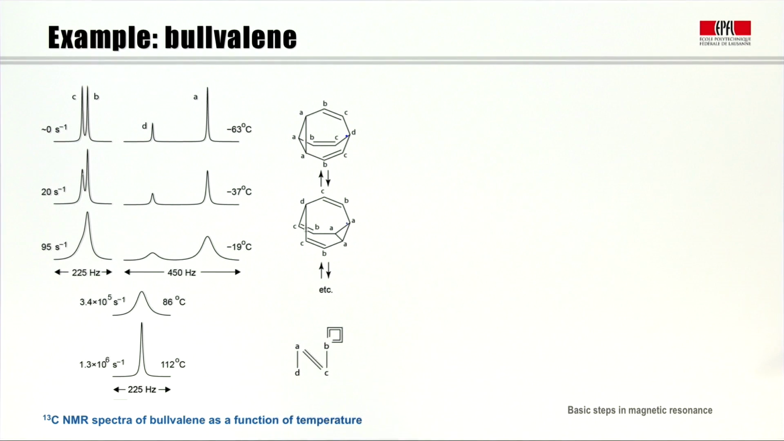Now we see again that at high temperature there is only one position, but as we lower the temperature it splits up into many lines, and we can of course precisely determine the exchange rates of these processes by doing an analysis of these line shapes.